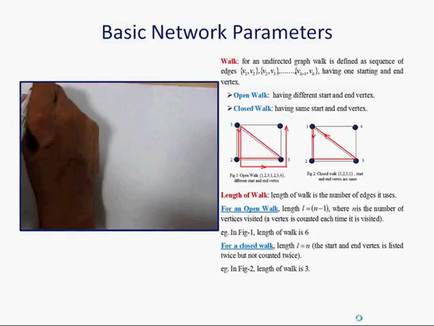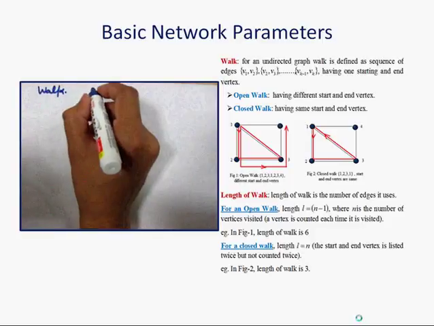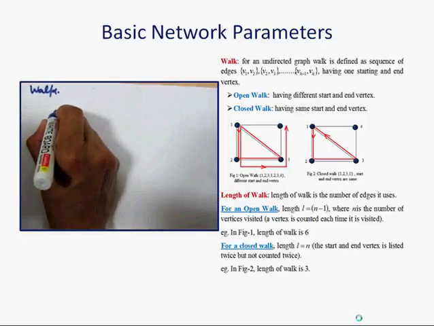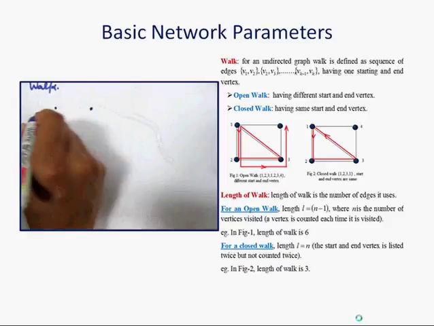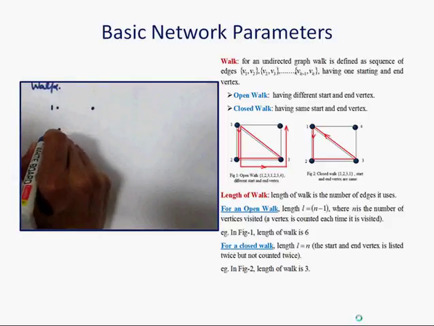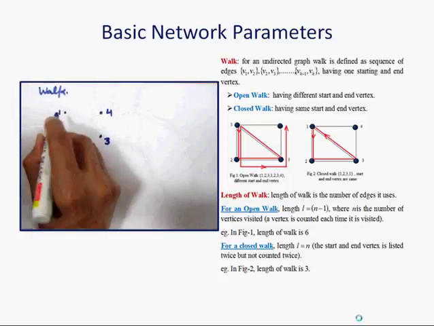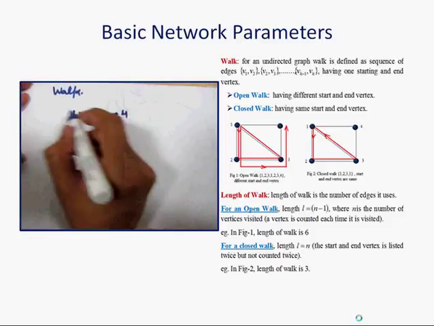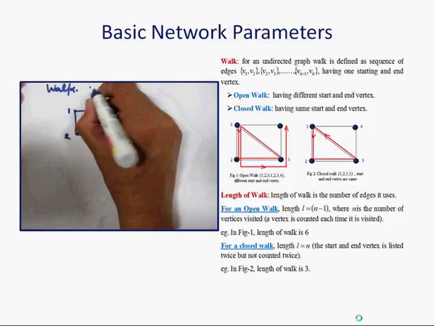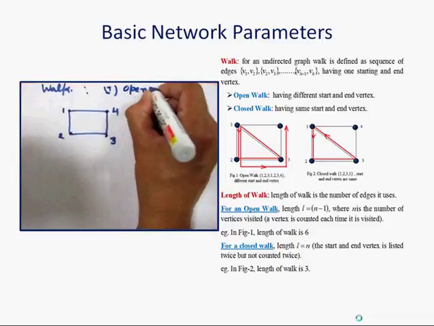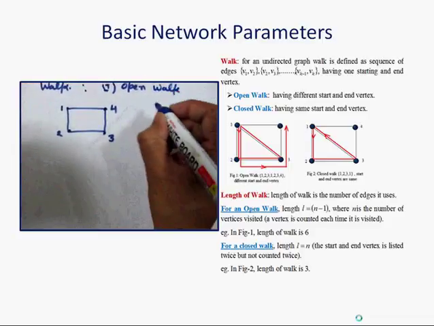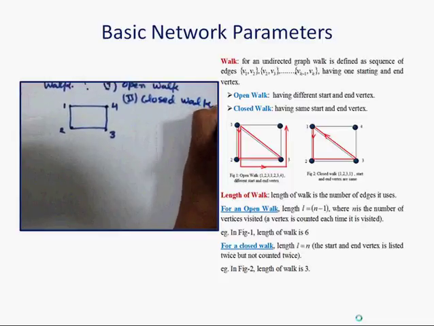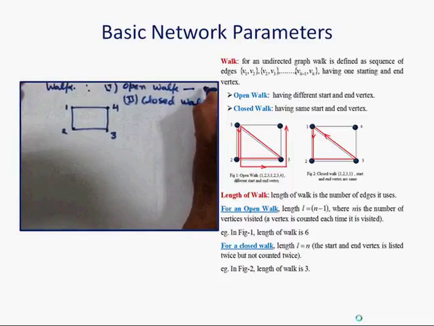Walk. For an undirected graph, a walk is defined as a sequence of edges having one starting and end vertex. For example, we have an undirected graph with 4 vertices like this, then we can represent a walk as an open walk and a closed walk. An open walk always contains different start and end vertices.